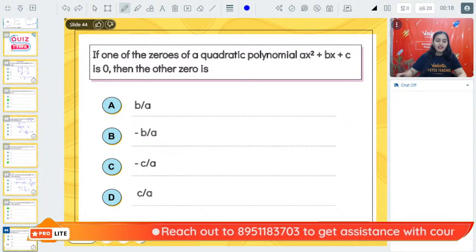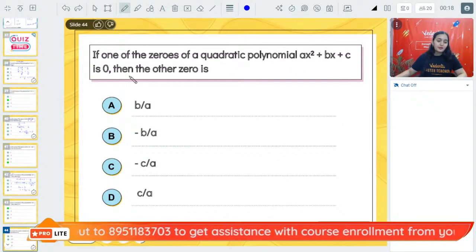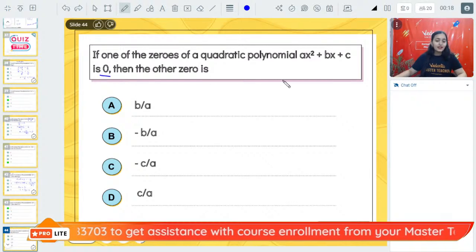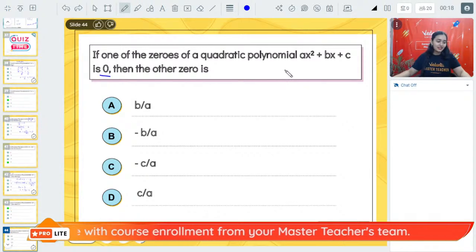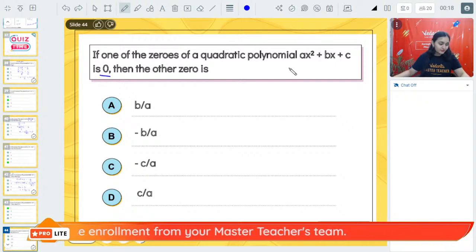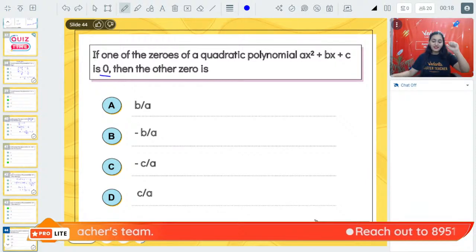Alright, next question. If one of the zeros of the quadratic polynomial is 0, then the other zero is dash. Easy questions. Let's solve it quickly. Ready? 3, 2, 1, go!